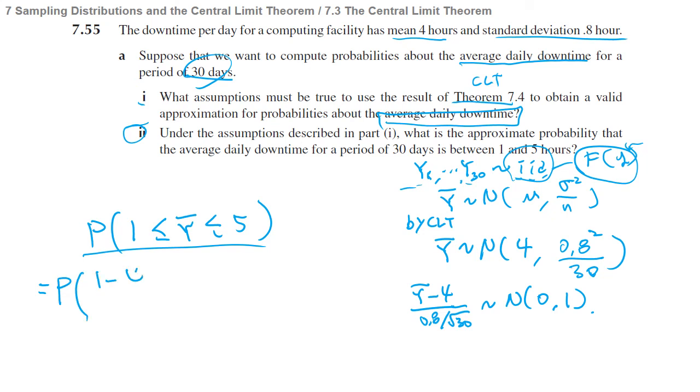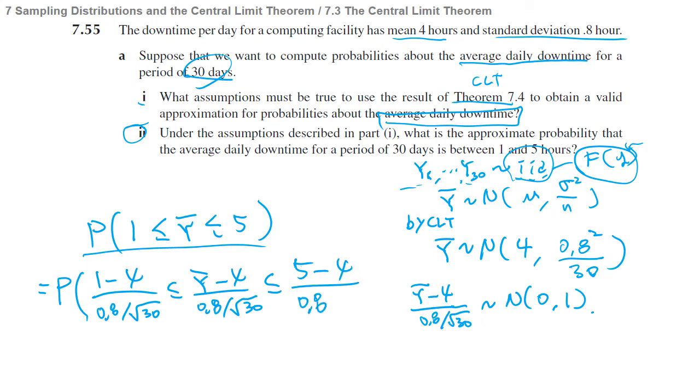Okay, so to calculate this probability, we should normalize it. 1 minus 4 divided by 0.8 divided by square root of 30, and also y bar minus 4 divided by 0.8 divided by square root of 30, and this is 5 minus 4 divided by 0.8 divided by square root of 30. And from the normal distribution, you can calculate this quantity, and you can answer question A. Okay.